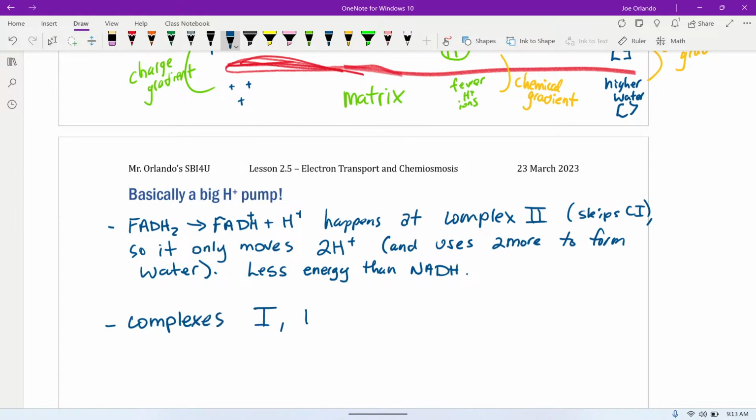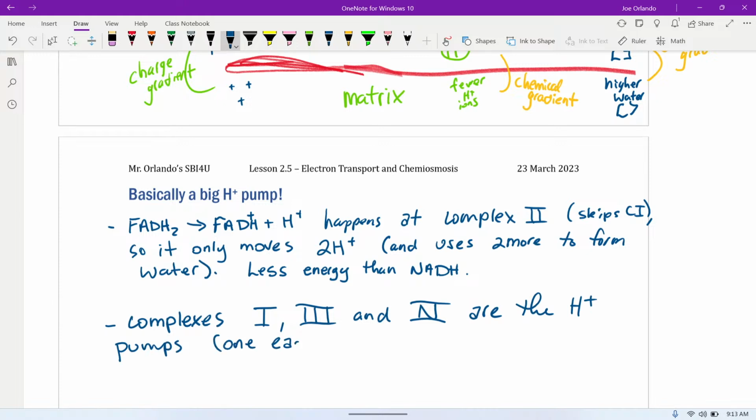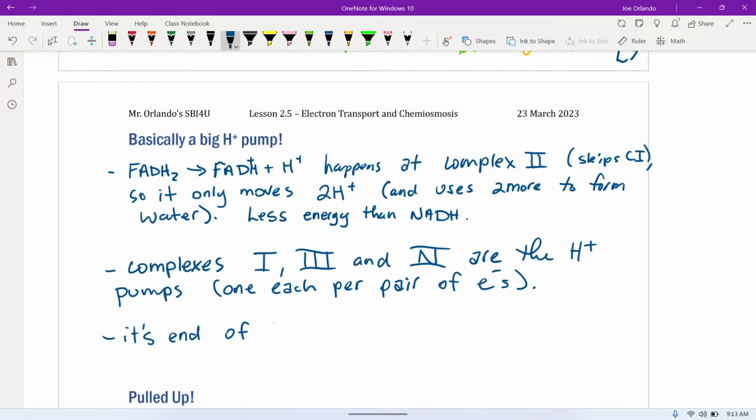Complexes 1. Oh, I lied. I was going to say 2, but I meant to say 3. 1, 3, and 4 are the H plus pumps, 1 each per pair of electrons. And it's at the end of the chain the 2 electrons form water.